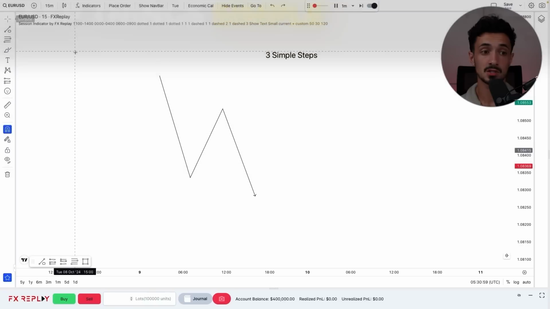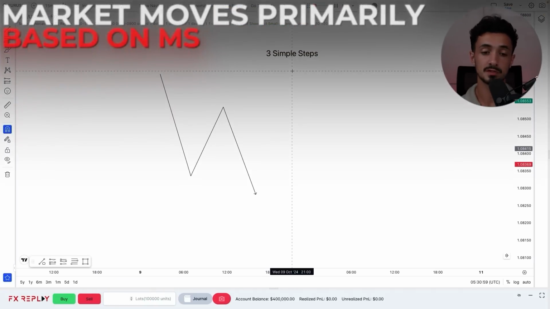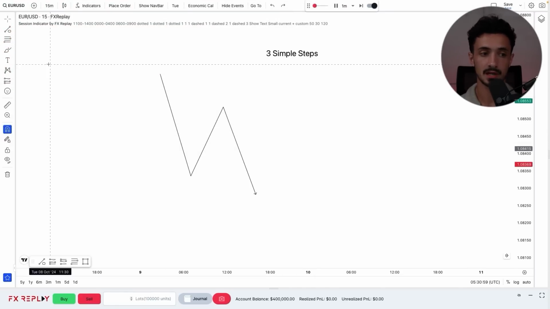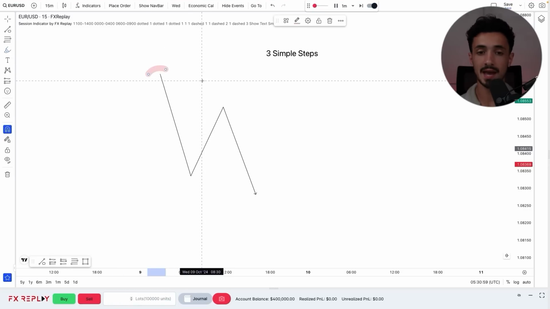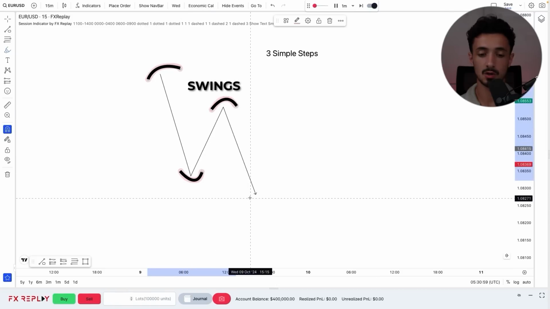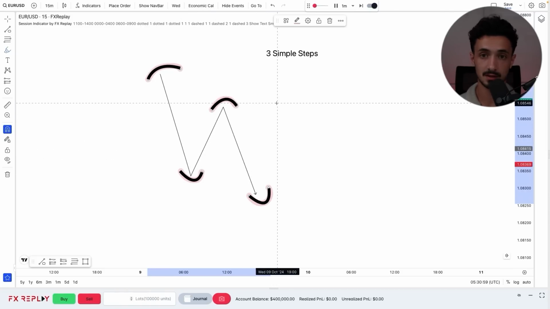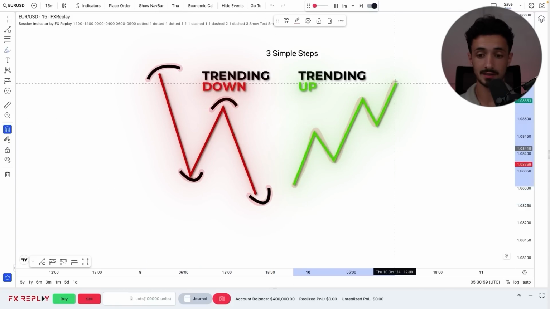The thing is, we understand that the market moves primarily based on market structure, right? Meaning that the best way to actually read price action is to understand market structure. It's very simple. Market structure is just the external swings of price. So if you look at any price chart, you'll always see these swings. And these swings that cause reversals essentially set the precedent for the direction the market is in. It's either trending down like this, or it's trending up like this.